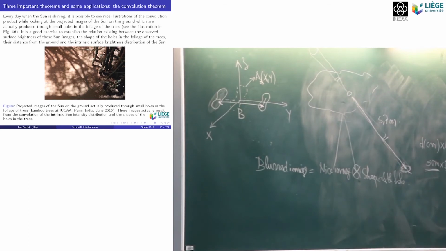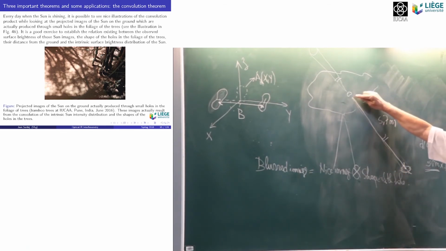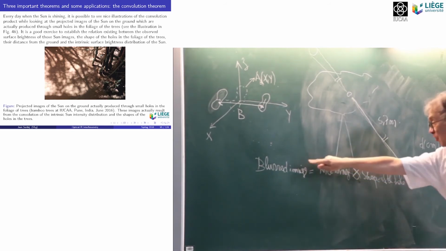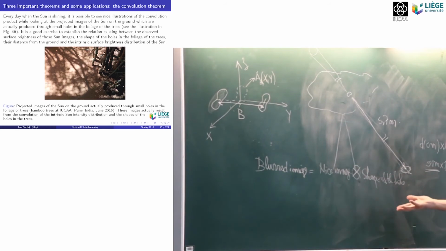Okay? Now, if the shape of the hole is extremely small, this is a Dirac function, and you find that the blurred image is equal to the nice image. Now, if you are too close to the hole, the nice image of the sun will be like a Dirac function, very small. And then you find that the blurred image is equal to the shape of the hole.